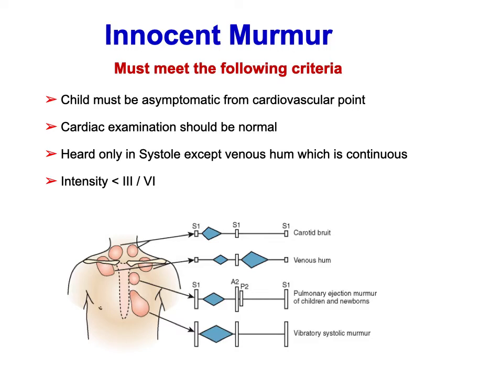Now localization also. Carotid bruit is found on the carotids, so it is supraclavicular. Then venous hum, it is in the aortic and pulmonary area, as you see in the image. Then pulmonary ejection murmur you find in the left third and fourth intercostal space, and vibratory Still's murmur is found at the apex. So these are the four major types of innocent murmurs.